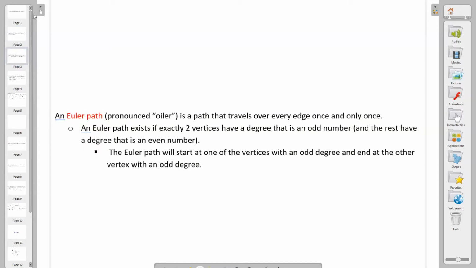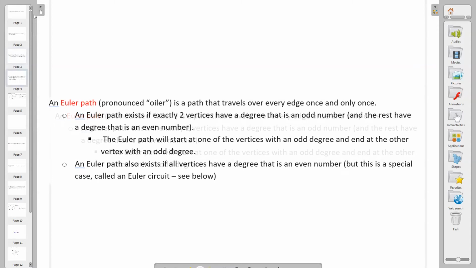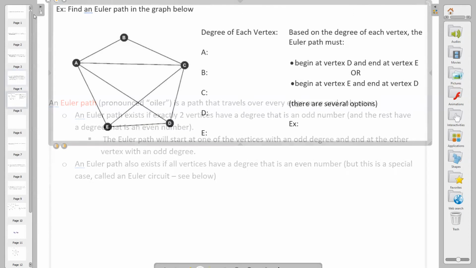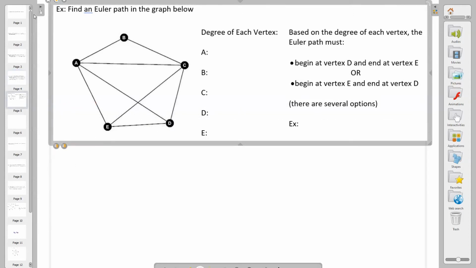The Euler path will start at one of the vertices with an odd degree and end at the other vertex with an odd degree. An Euler path also exists if all vertices have a degree that is an even number, but this is a special case called an Euler circuit, which we'll talk about in a minute. Let's look at an example to see how this works out.